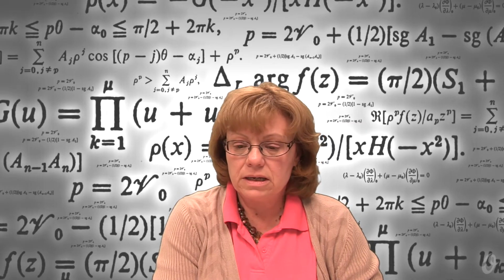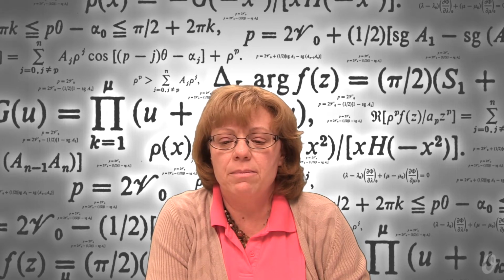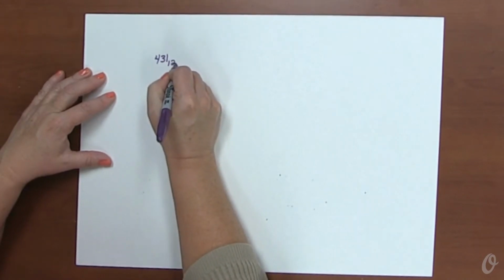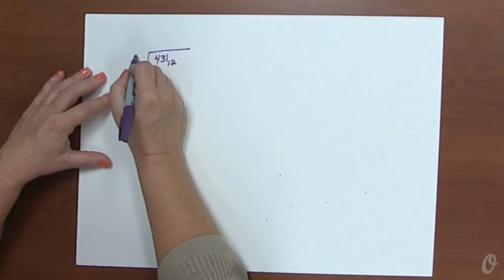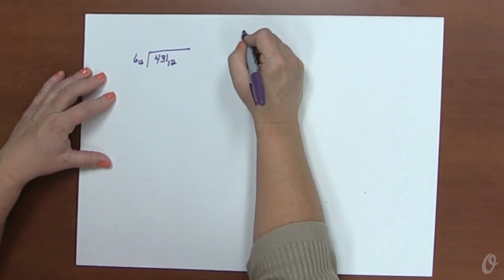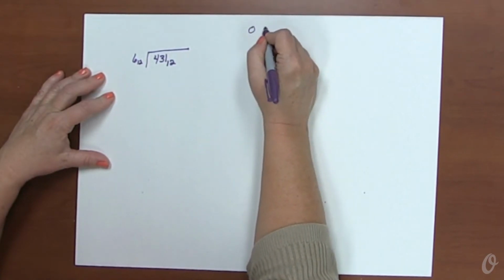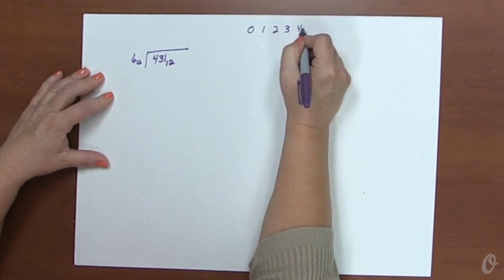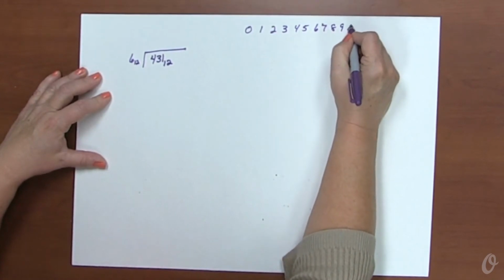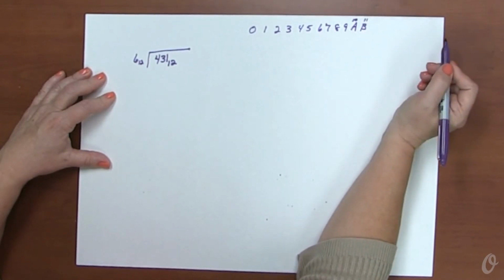All right, I'm going to work on a little bit more of a challenging problem. This one will be a base 12, and I'm going to take 4, 3, 1 base 12, and divide by 6 base 12. Now with base 12, remember, we want to make sure that we have this mapped out: 0, 1, 2, 3, 4, 5, 6, 7, 8, 9. Now I can't do 10, it's an A, and 11 is a B.